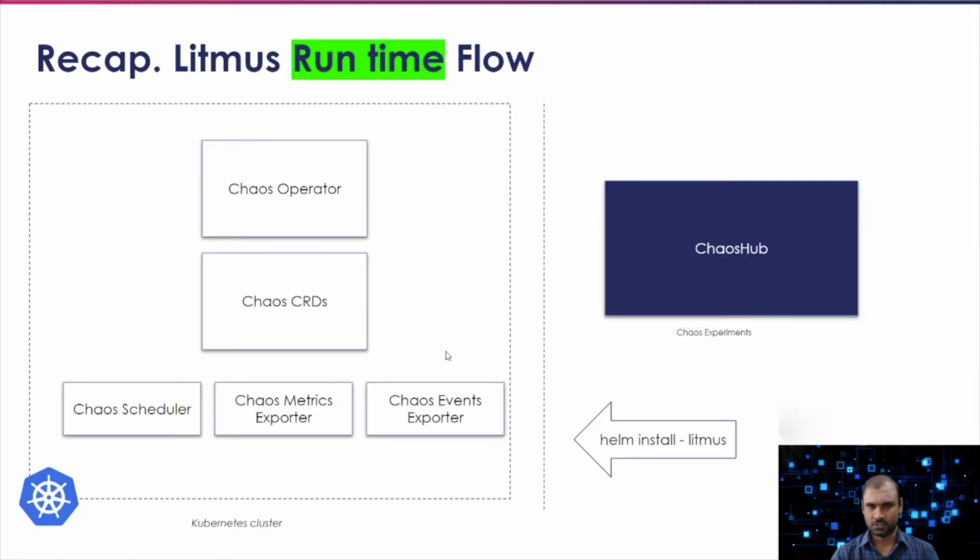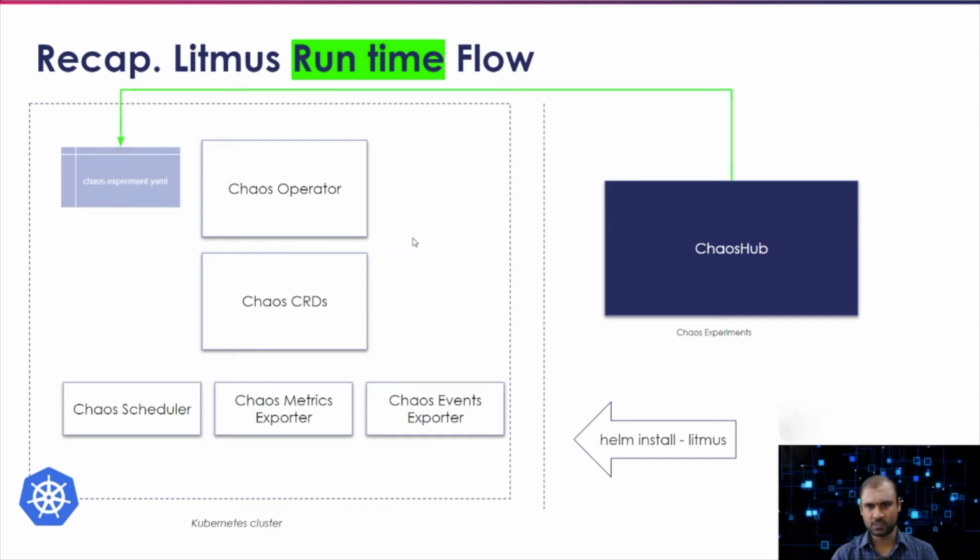With that knowledge, let's take a look at the runtime flow, which we talked about earlier. You have these components, the operator and the metrics and events exporters. You have the CRDs. You have the hub from where you pull the experiments. The first step you do is you install Litmus via manifest or via Helm install. That creates the CRDs and the operator.